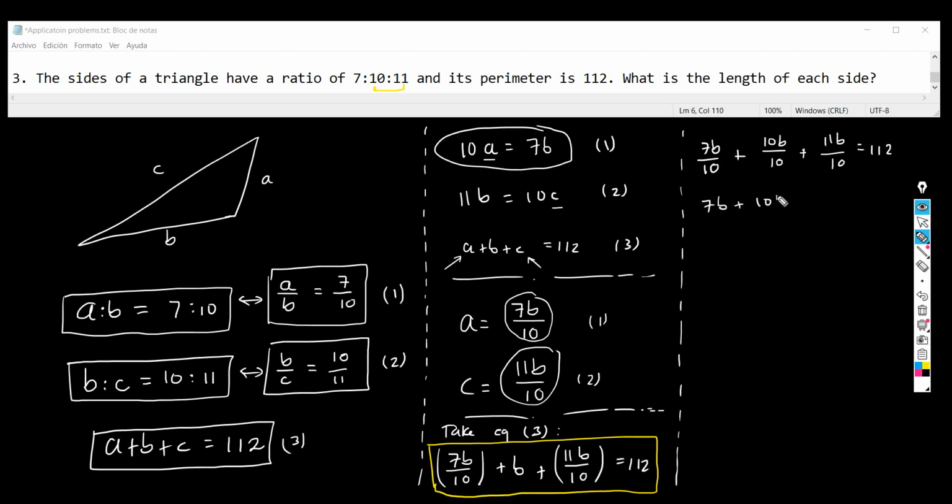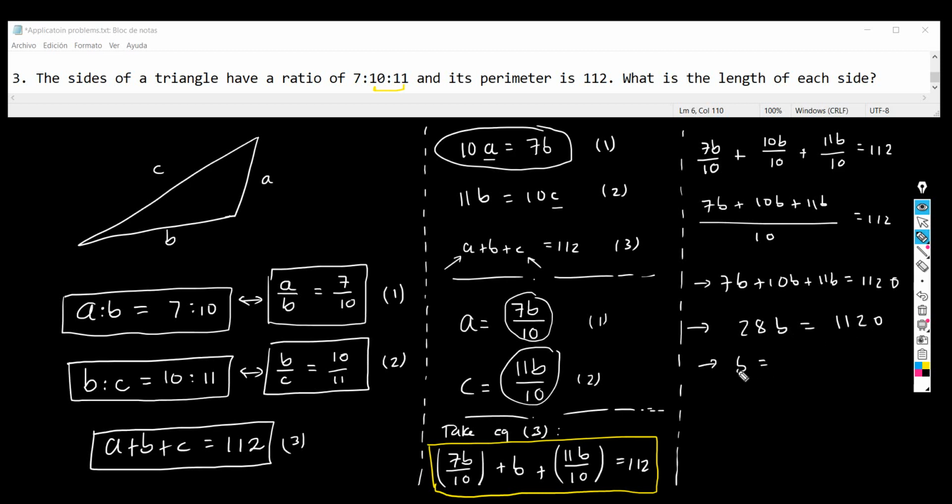Okay, now let's do this. 7b plus 10b plus 11b over 10. I'm adding those three fractions equals 112, and then I multiply by 10 both sides, and I get this much. And then I'm gonna add these three terms, and I will get 28b, right, equals 1120, and then we divide by 28 both sides so that we can finally get b equals, let's perform that division in the calculator. B will be equal to 40.